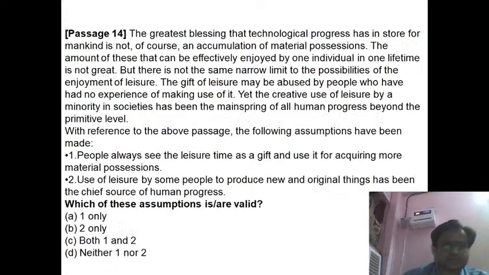Now the passage here is another one. You have to read it quickly again and start answering this passage. Quickly, have a discussion.